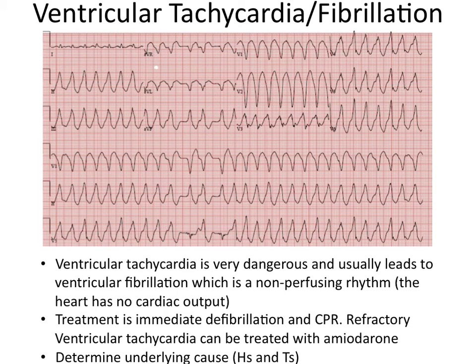Here is a 12-lead electrocardiogram of a patient presenting with ventricular tachycardia. As you can see, this patient has wide QRS complexes in all his leads. These complexes are irregular and monomorphic, meaning they have one shape or characteristic. This is characteristic of ventricular tachycardia.